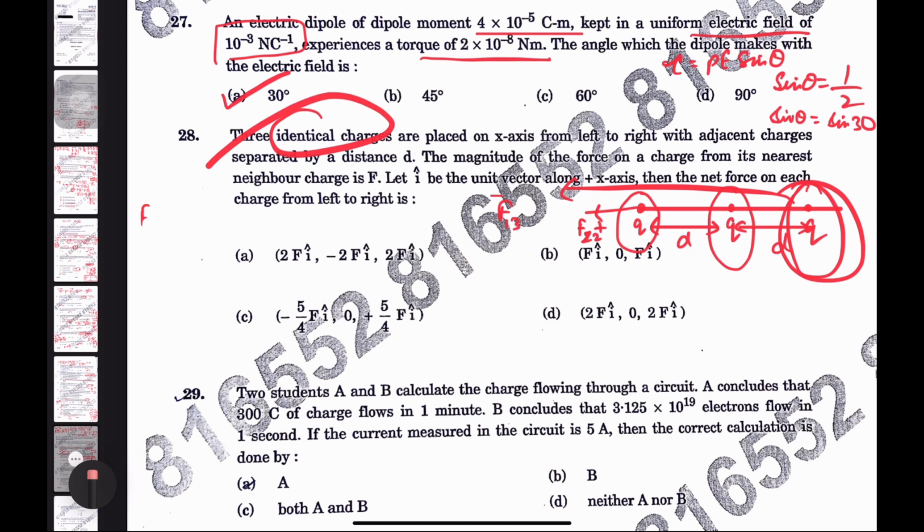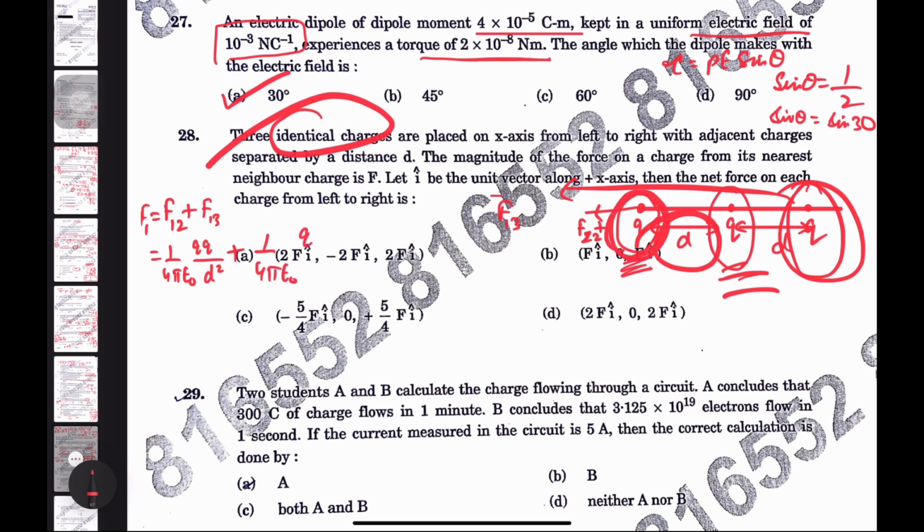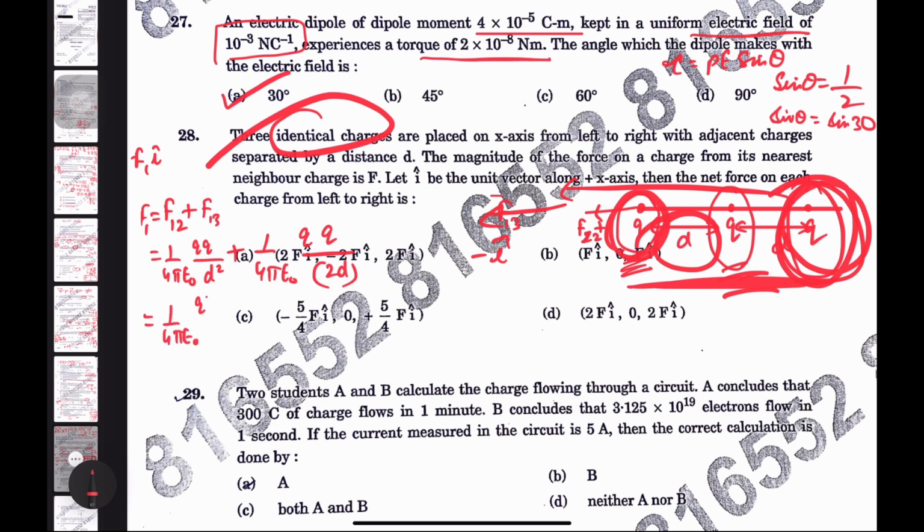The force experienced by the first charge is equal to the force on the first charge due to the second charge plus the force on the first charge due to the third charge. That is 1 upon 4 pi epsilon naught, q times q, because the charge at the first point is q and at the second point is also q, upon the distance between them, d, so d square, plus 1 upon 4 pi epsilon naught, charge q at first point, charge q at third point, divided by the distance between first and third, which is 2d, so 2d squared. The resultant is along the negative x-axis, that is minus i cap. So we have 1 upon 4 pi epsilon naught q square upon d square plus 1 upon 4 pi epsilon naught q square upon 4d square.